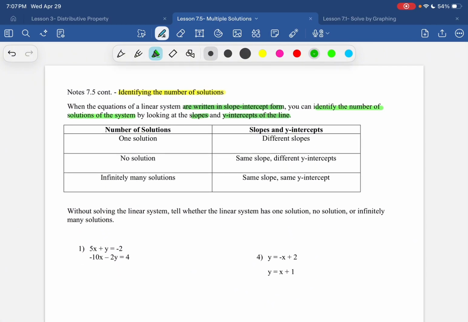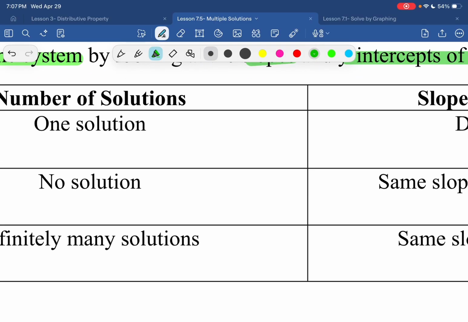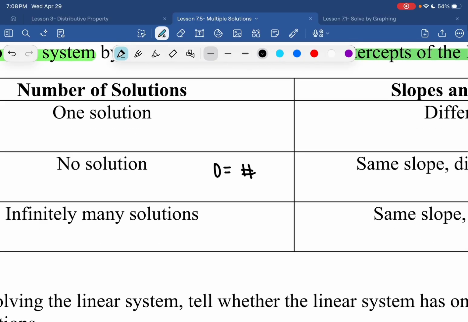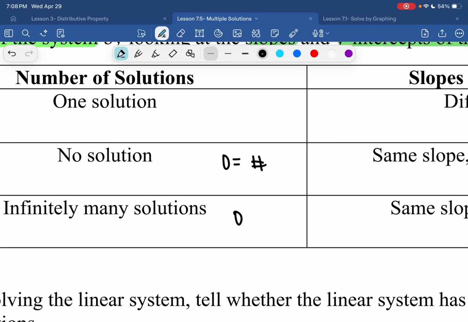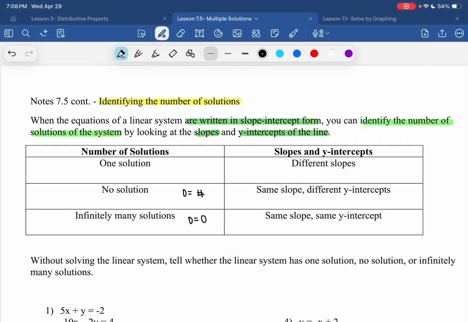Okay, so here's a little cheat sheet, remember? Number of solutions. If there is one solution, they're going to have different slopes. If there's no solution, that was when you had 0 equaling a number. They have the same slope, but different y-intercept. And when there's infinitely many, that's when you had 0 equaling 0. And they had the same slope, same y-intercept.